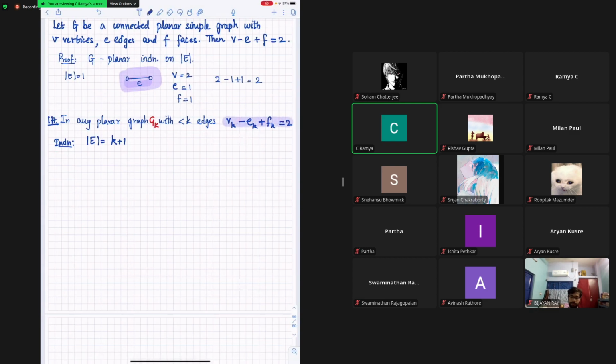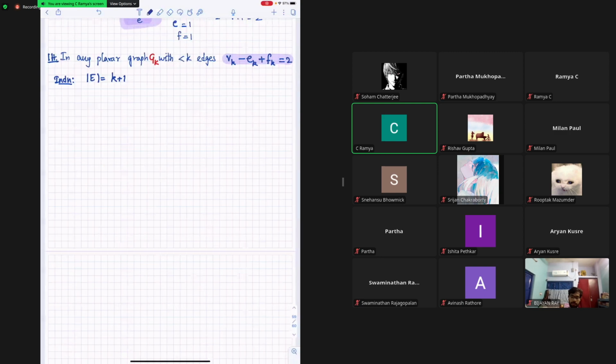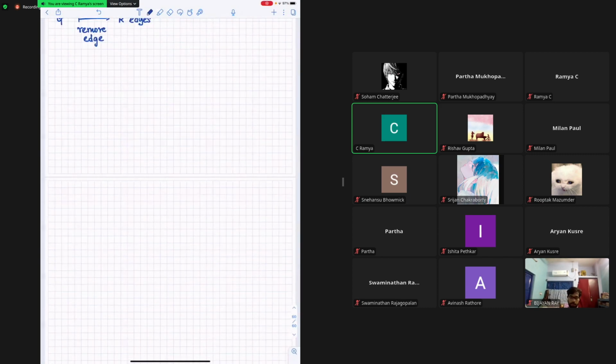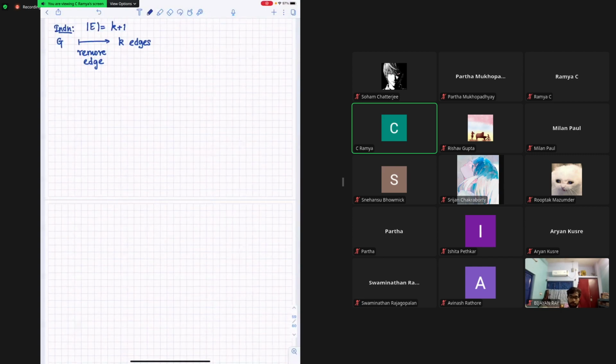Now you want to look at a graph where there are k plus 1 edges. So you want to use the inductive hypothesis, and you are given a graph G. Let's call this graph G, and it has k plus 1 edges. Now I want to get to a graph with k edges. So to do that, I need to remove an edge. But only then I can use the inductive hypothesis. Now, how will the graph look if you remove an edge? That's what we want to see.